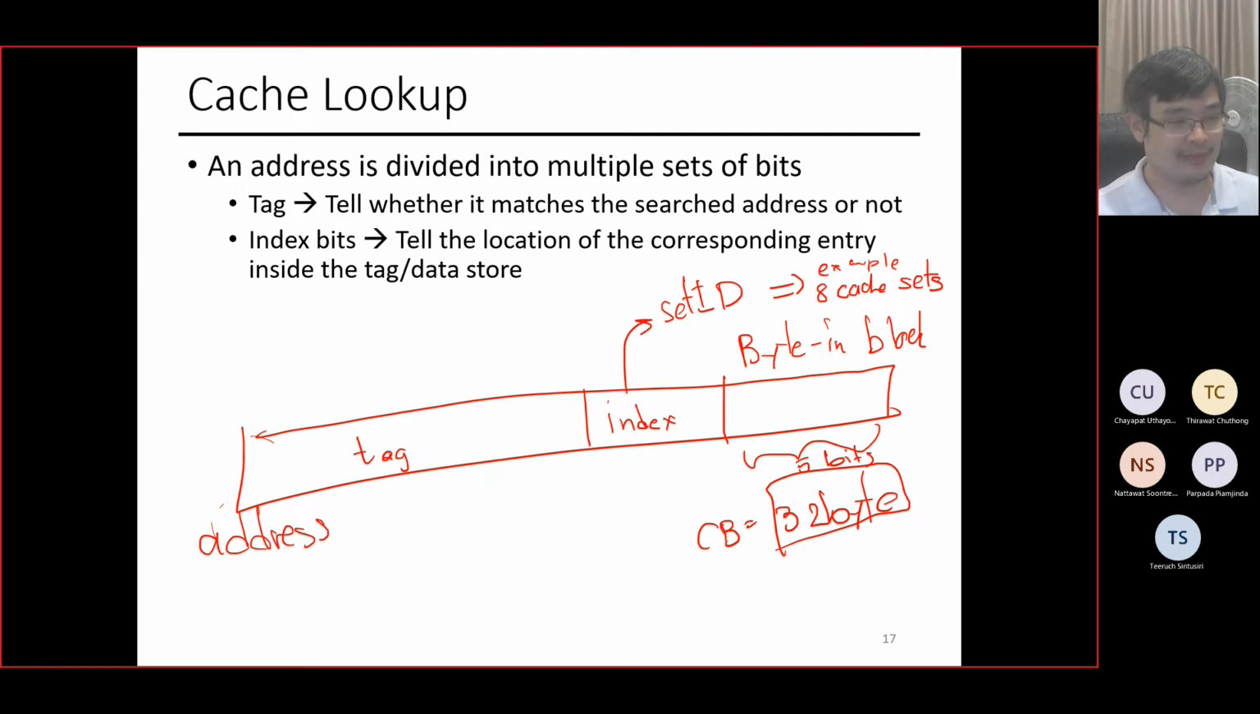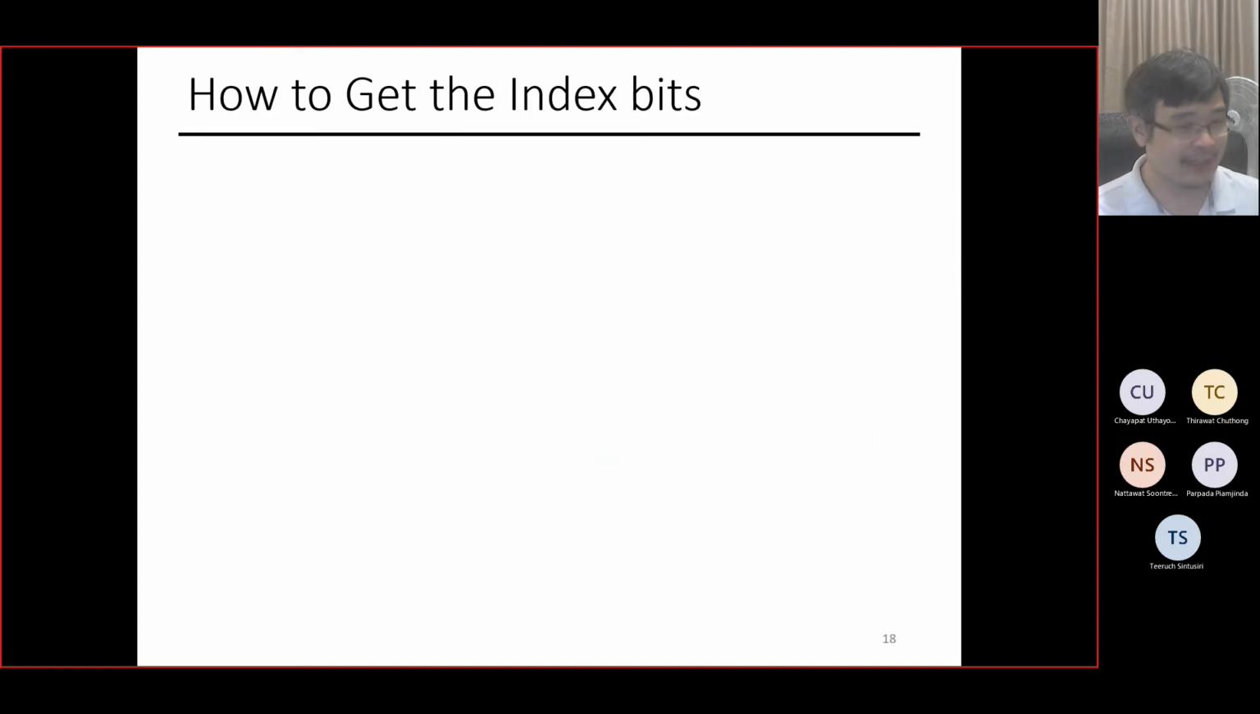How many bits? So it's log of the number of sets. In this case, it's log of 8, right? So in this case, it's 3 bits. The rest are the tag bits. All right, so that's our cache lookup.